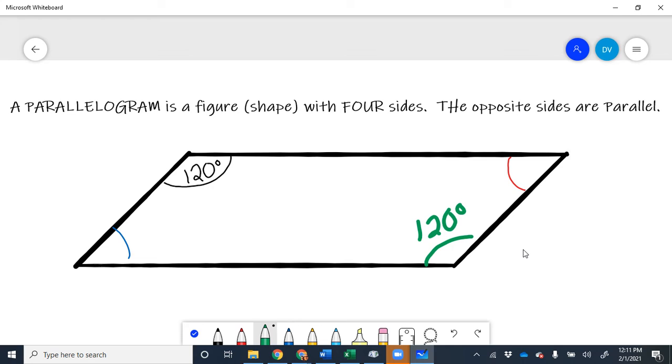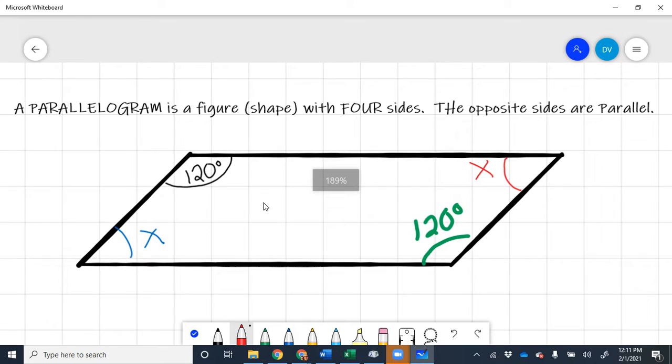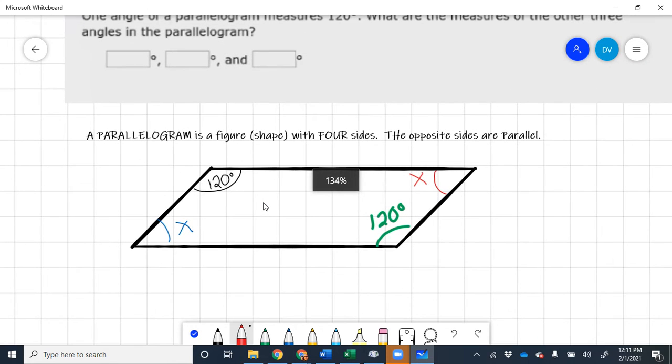And what do we normally call something in math when we don't know what it is? We usually use what letter? Yeah, any letter will work, but X is fine. So we'll call this X. I'm still going to use a different color, though. This is X, and this is also X. Okay? All right.